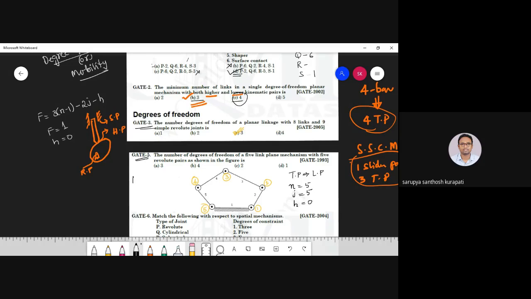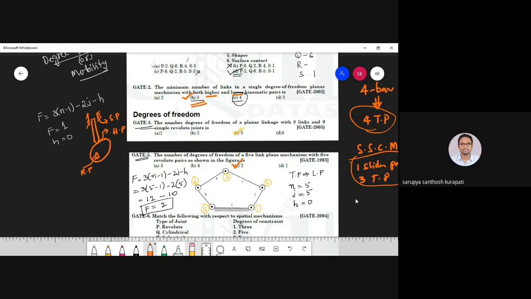So what is the formula? F is equal to 3 into (n minus 1) minus 2j minus h. That is 3 into (5 minus 1) minus 2 into 5. 3 fours are 12, 12 minus 2 fives are 10, which is equal to 2. So the answer is option C. These are the questions you are going to get for 2 marks.